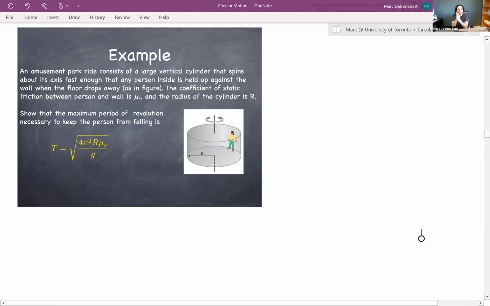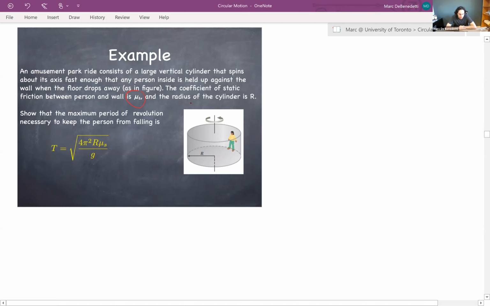Those are two surfaces that are in contact with one another. So a shirt is cotton, the wall is, I don't know, metal. There's going to inherently be a coefficient of friction between, let's say, cotton and metal. Here it's just going to be mu s. The radius of the ride is known to be capital R.